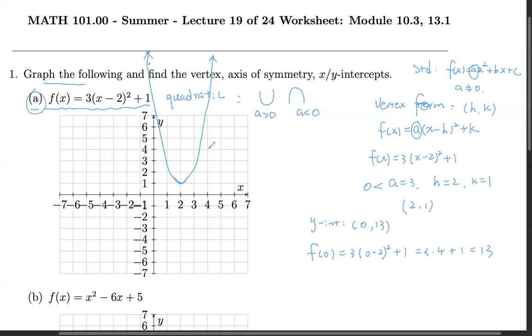If you want to be precise, you can always evaluate a couple more points. Let's see, we can evaluate f of 1, where the x value is 1. Then we have 3 times 1 minus 2 squared plus 1. 1 minus 2 is negative 1, so let's do it step by step. Negative 1 squared is 1. 3 times 1 is 3. 3 plus 1 is 4. So we get the point 1 comma 4. To be exact, I could do this. Let me erase this.